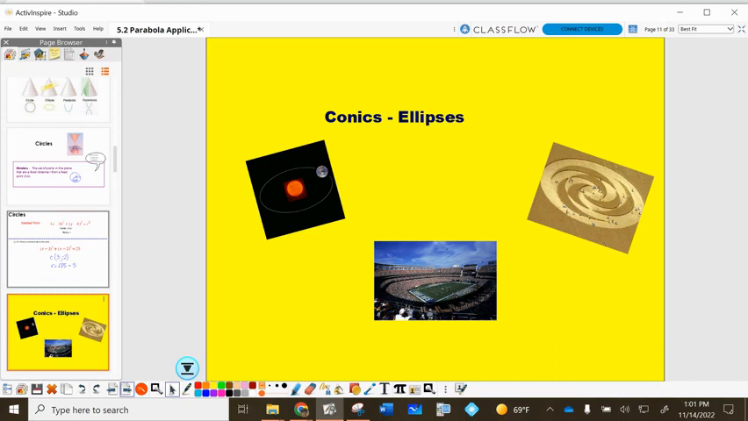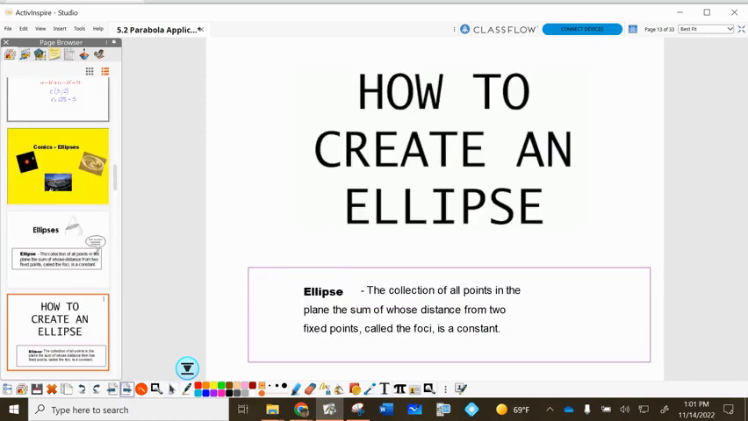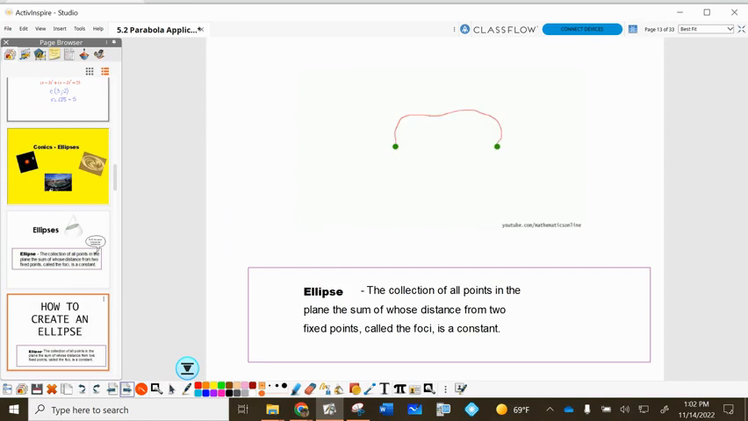Okay, next we're moving on to ellipses. An ellipse is the collection of all points in the plane, the sum of whose distance from two fixed points, called the foci, is a constant. So let's look at the little GIF and see how that works. So if you have two fixed points and the string represents that the sum of those two distances is always the full string length. So let's watch that again.